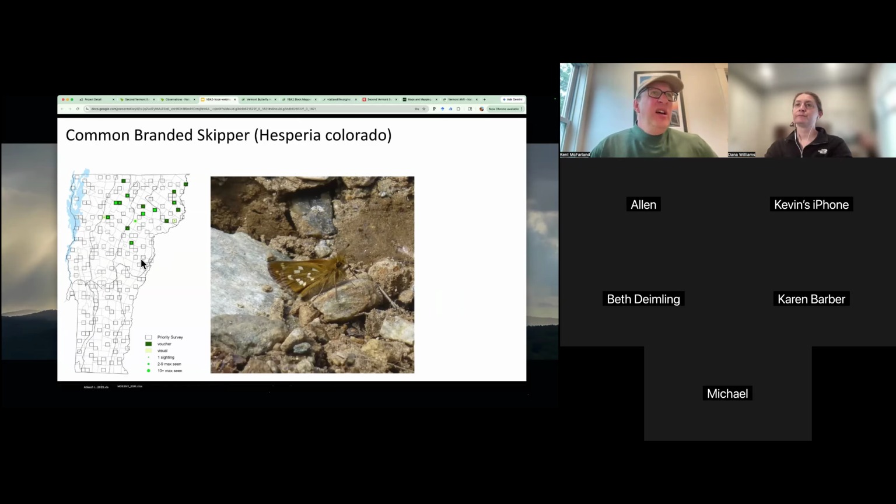And so right away, you can look at this and be like, huh, if my block is way down here in southern Vermont, I'm probably not going to find this species. Doesn't mean you can't look, but you're probably not going to find it. You're probably going to find something else. And so it's way up here right now.